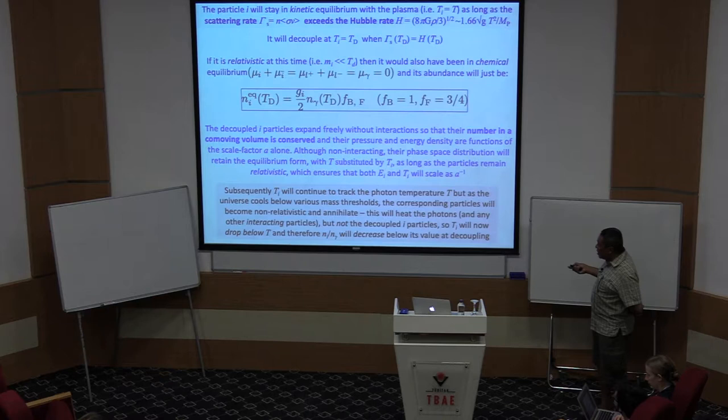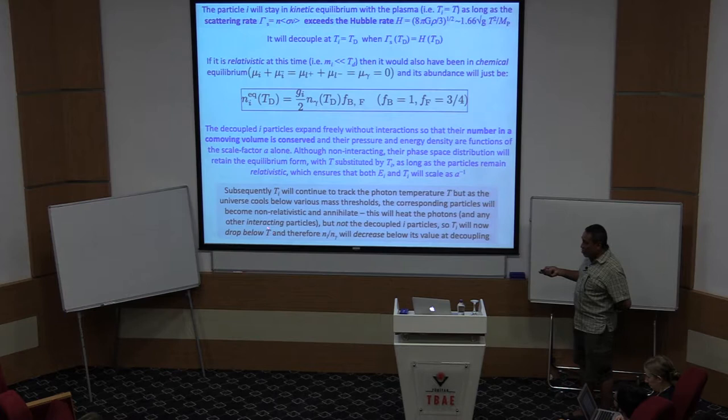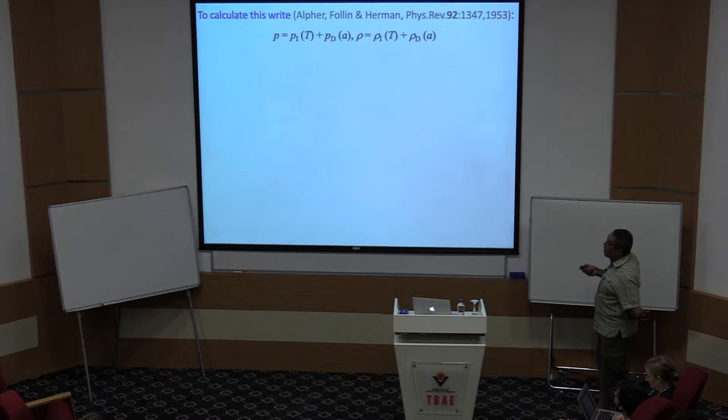So the temperature of these decoupled particles will drop below the temperature of photons. T always denotes the temperature of photons. And the number density of these decoupled particles will therefore drop below the number density of photons. So let's show how to calculate this. And this goes back to a classic paper in 1953 by Alpher, Follin and Herman.